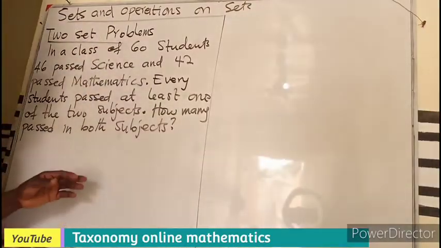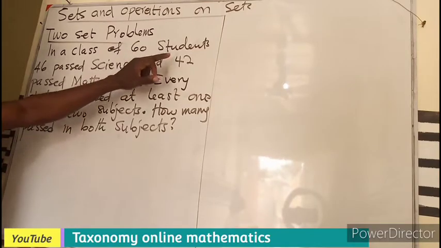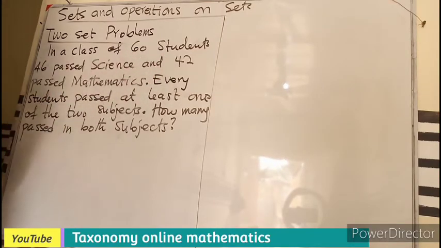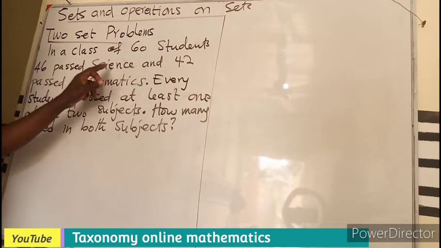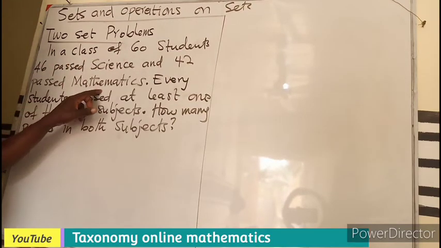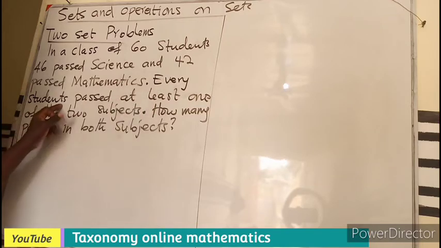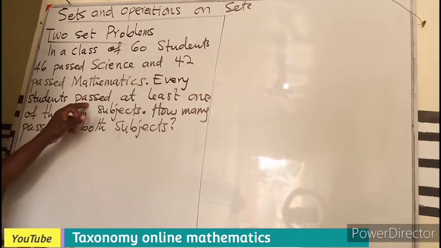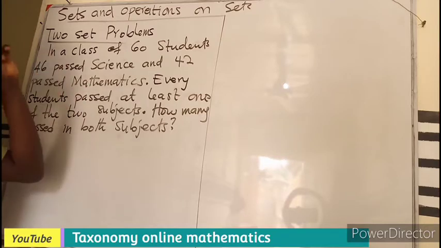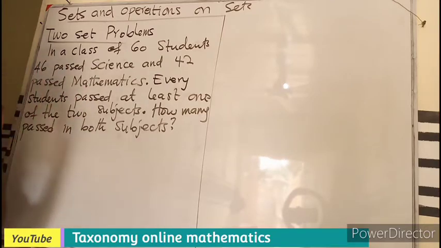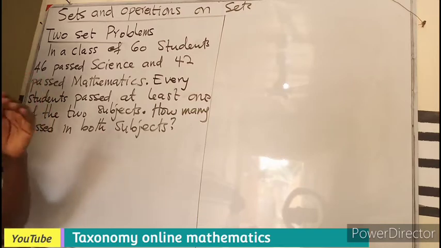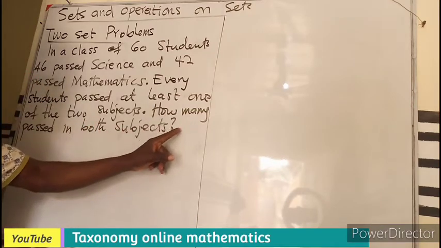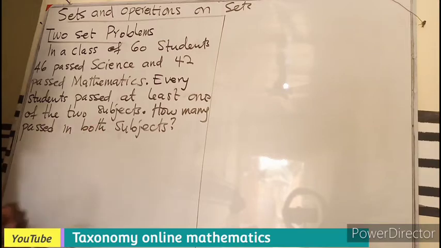So per this, we have in a class of 60 students, 46 pass science, and 42 pass what? Mathematics. Every student passes at least one of the two subjects. This statement here, every student passes at least one, meaning they either pass mathematics or science. Nobody is there who is not passing in any of them. So the complement is 0. So we have to find how many of the students pass in both subjects.